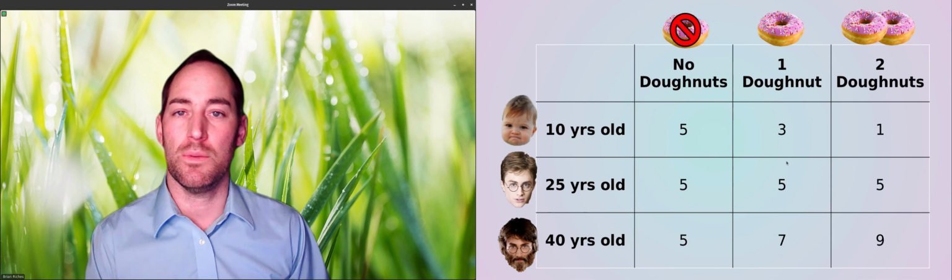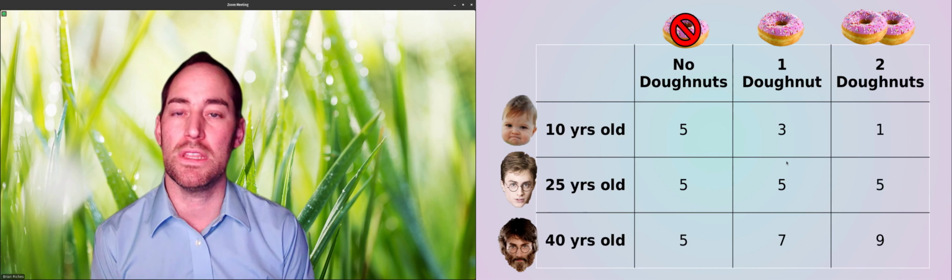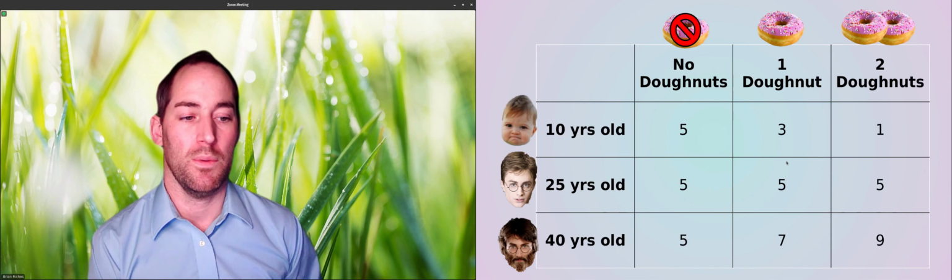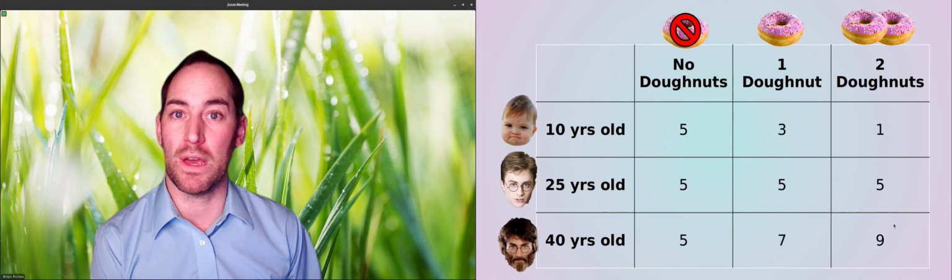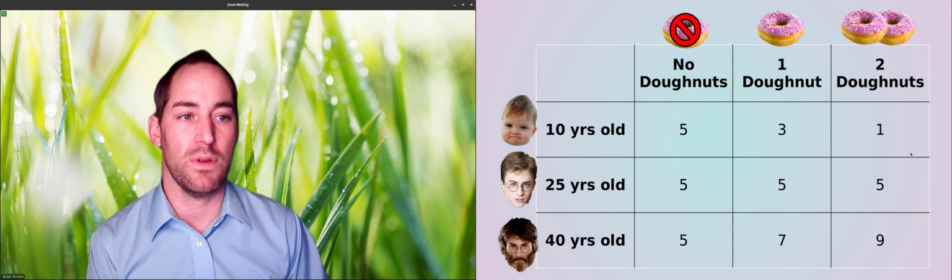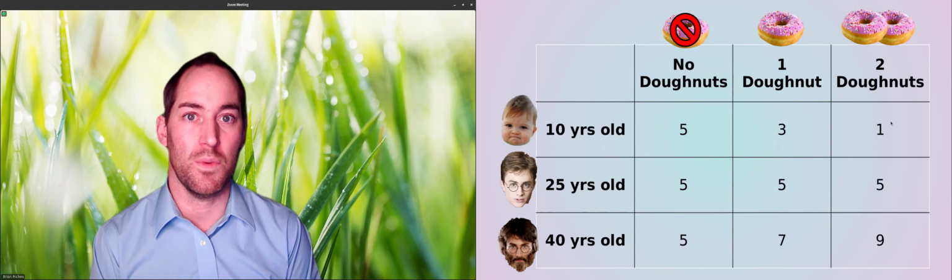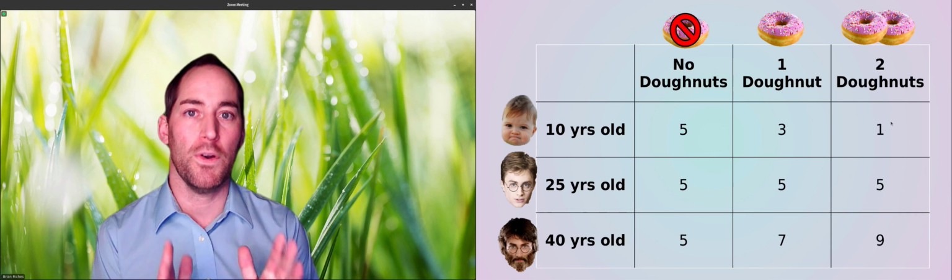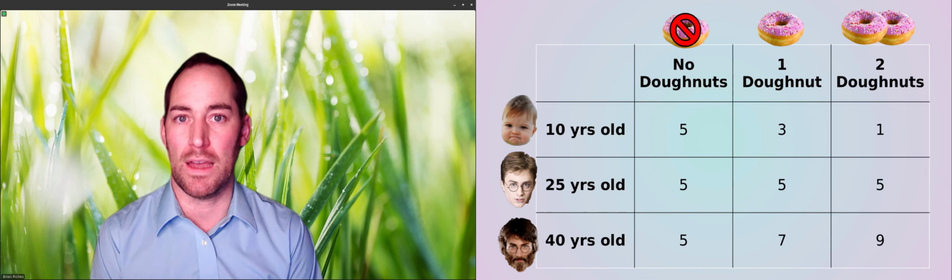So from this, you might already be able to pinpoint, well, who did the best? Who was the most productive? Well, it was the 40-year-olds who had 2 donuts. Who was the very least productive? The 10-year-olds who had 2 donuts. So that might be an interaction, right? We might have an interaction here, but first we've got to make sure what are the main effects.